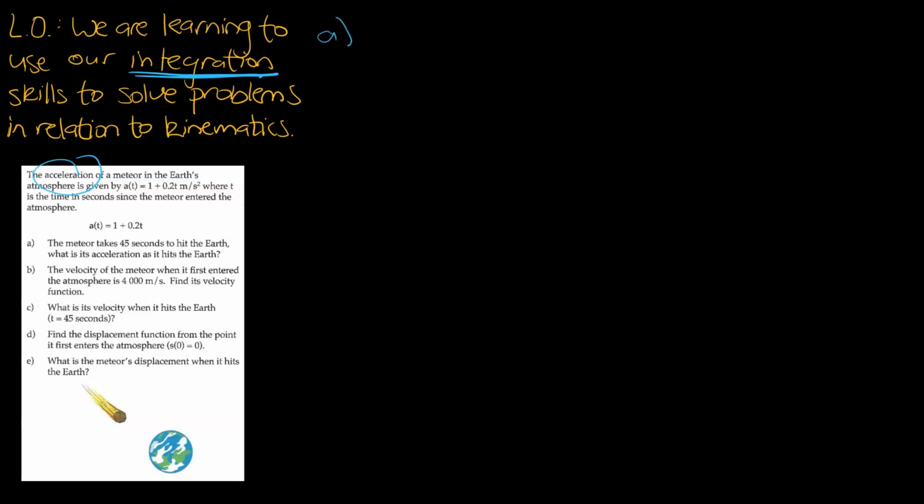So what that's saying is it's 45 seconds after going into the Earth's atmosphere that we're interested in. So we know at that point that t is equal to 45. And this question is actually a simple substitution. The acceleration at 45 is going to be equal to 1 plus 0.2 times the t. So we're going to get rid of the t and substitute in the time that we're interested in. And that is going to be equal to 1 plus 9, which will be equal to 10. And our units would be meters per second squared.